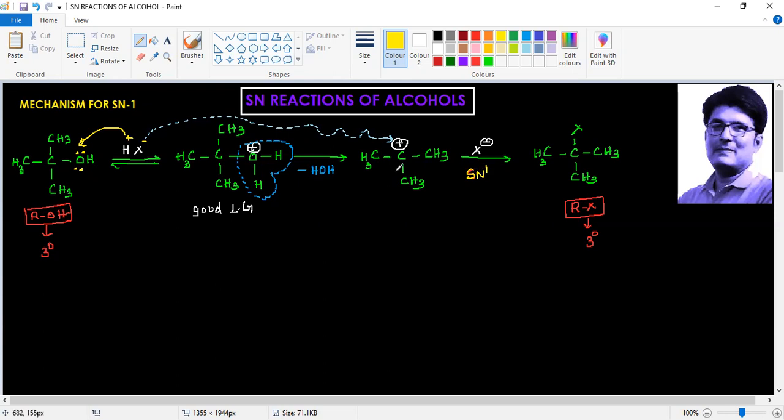Once again, what I am saying: the carbocation formed in SN1, whenever it loses a proton, first gives alkenes. What am I saying?